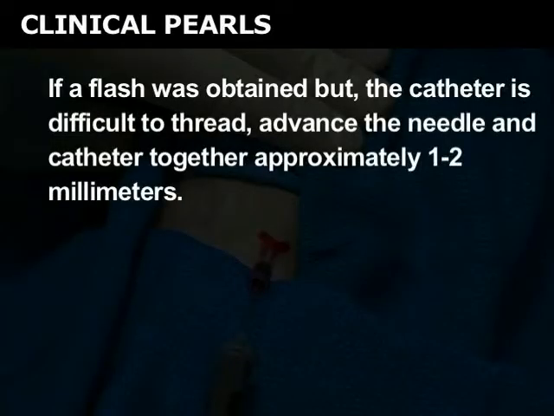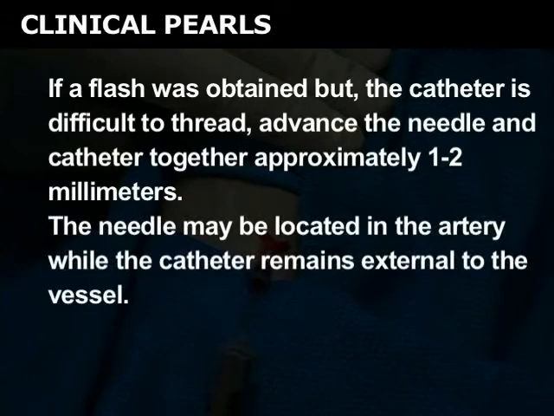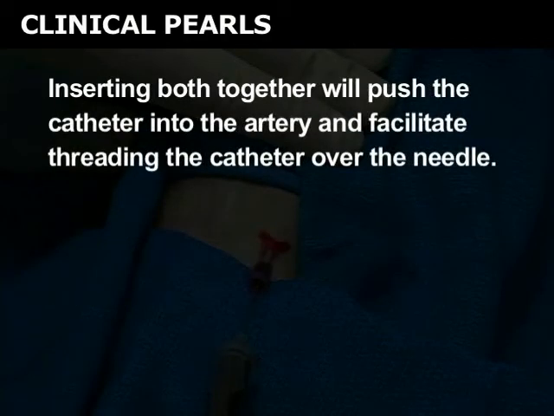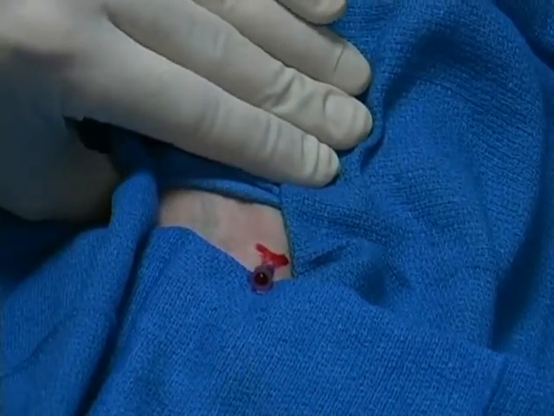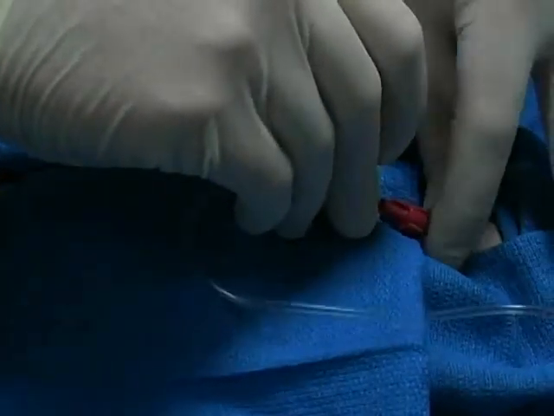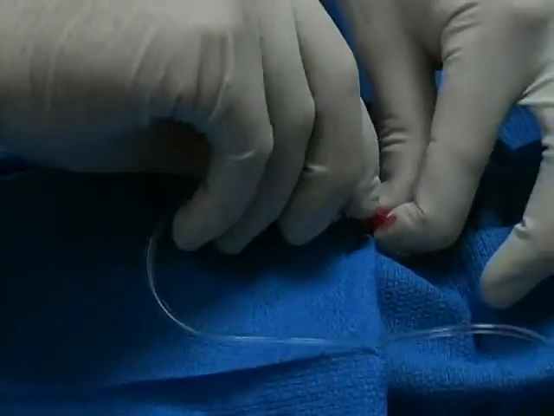If a flash was obtained, but the catheter is difficult to thread, advance the needle and catheter together approximately 1 to 2 millimeters. The needle may be located in the artery while the catheter remains external to the vessel. Inserting both together will push the catheter into the artery and facilitate threading the catheter over the needle. Occlude the proximal end of the catheter and remove the needle. Connect the hub of the arterial catheter to the pressure tubing of the transduction system.